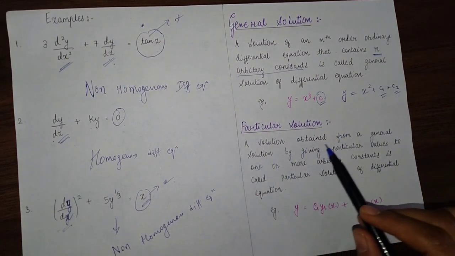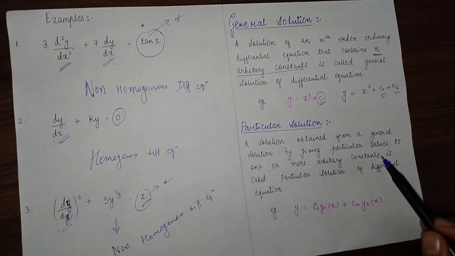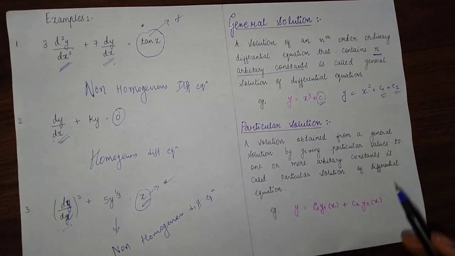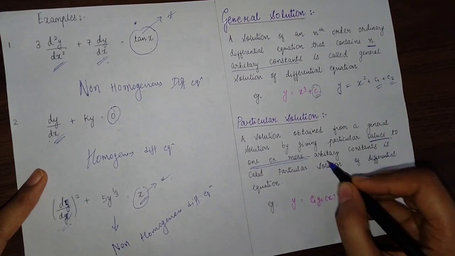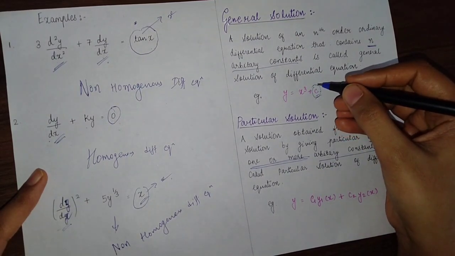A solution obtained from a general solution by giving particular values to one or more arbitrary constants is called a particular solution of a differential equation. But if you give one or more values to arbitrary constants, it means whatever constants there are, you can give them any values.